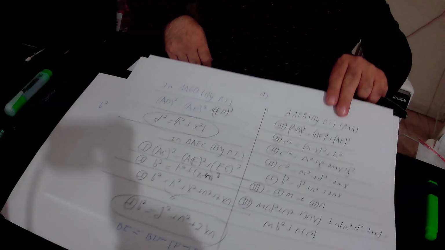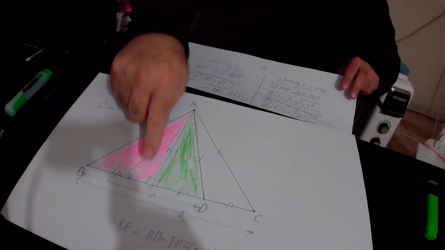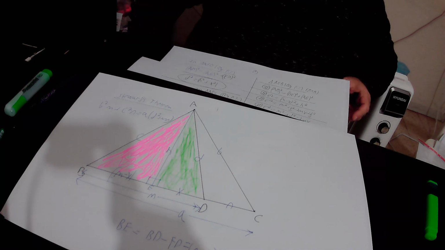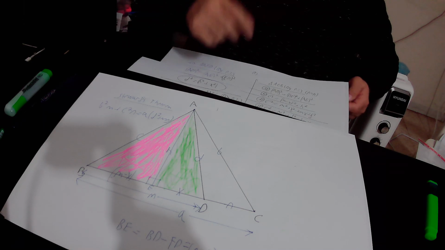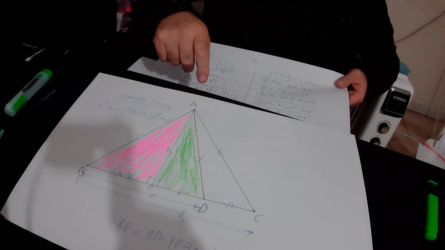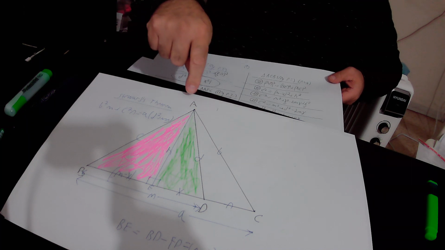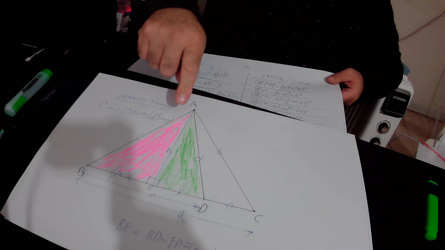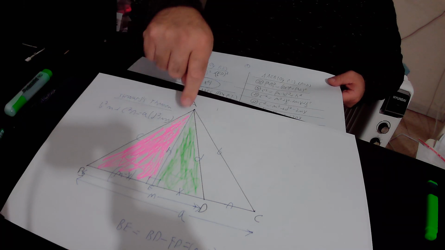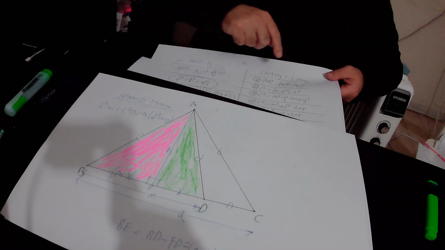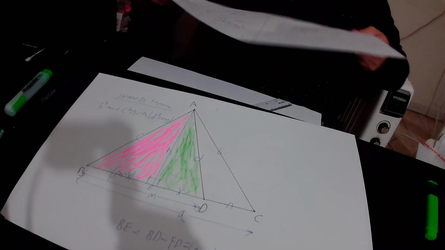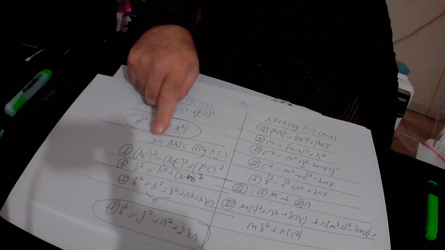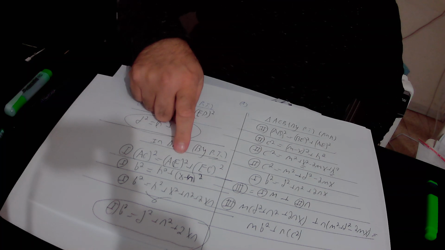In the next step, we focused on the right triangle, triangle AEC. On this right triangle, we implemented the Pythagoras theorem. The square of the hypotenuse equals the sum of the squares of the perpendiculars. The hypotenuse is AC, therefore the square of the hypotenuse is AC square, and it must be equal to AE square plus EC square.